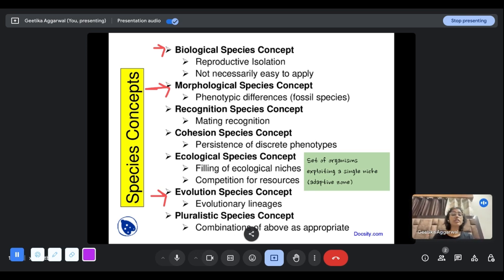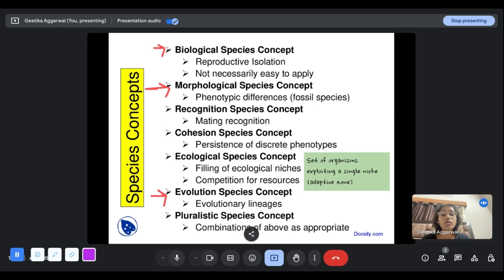Then there is the recognition species concept, which depends on behavior of the species and on mate recognition. If two individuals belong to the same species, they are able to recognize each other as mates if they belong to different sexes. If there is a male and a female and they belong to different species, they will not be able to recognize each other as potential mates. But if they belong to the same species, they'll be able to recognize each other as potential mates.